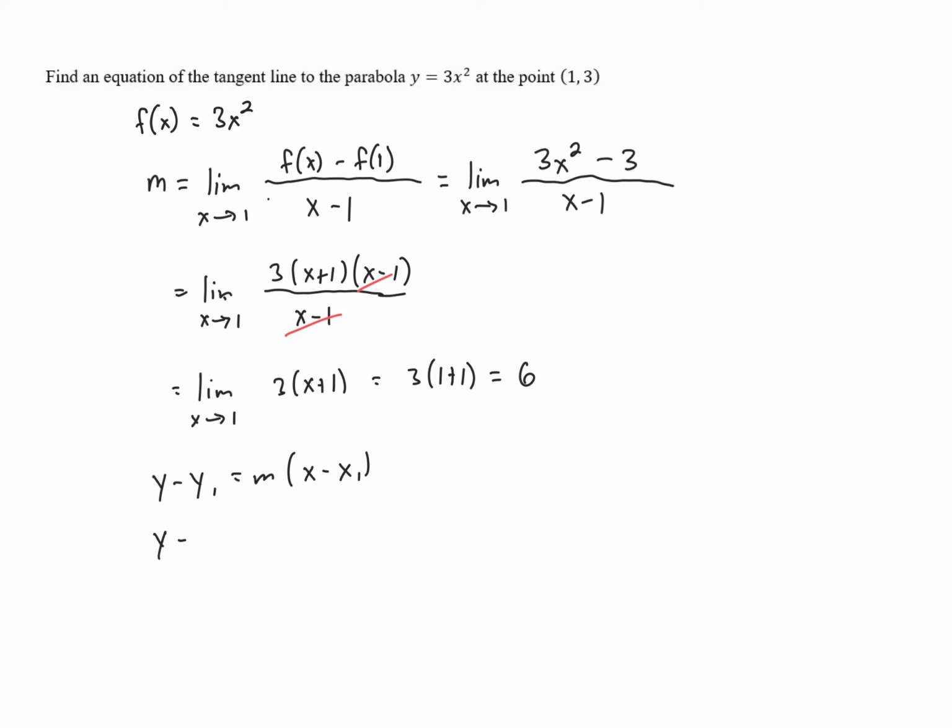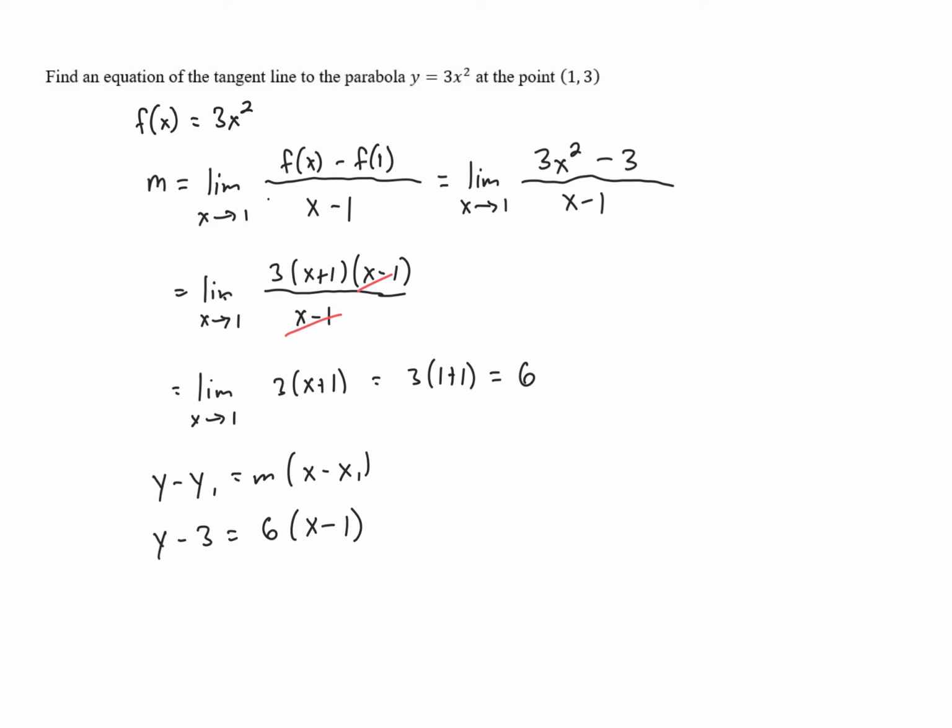Now, y1 is the y value of that point, which is 3. m we calculated to be 6. And x minus x1, that x value of the point is 1. So we've got y minus 3 equals 6 times x minus 1.